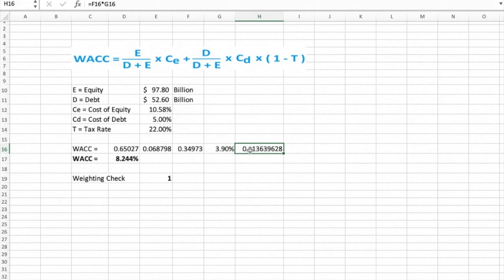So that is this number times that number, right? And now we have these two numbers, the 1.3% and the 6.8%. We add those together here, and that gives us the actual weighted average cost of capital of 8.244%. Using this equation, all your assumptions are built up, so you can say this is how I've calculated the weighted average cost of capital.